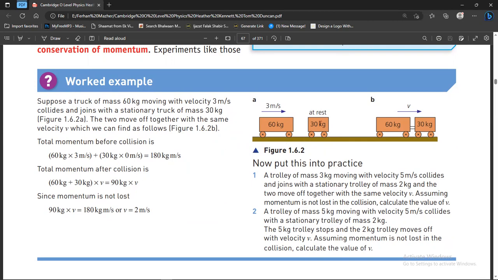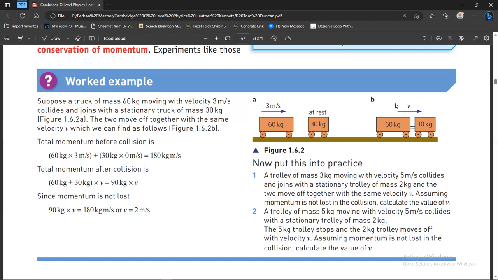So that will be the momentum before the collision. After the collision, they both are joined together and they are moving with the velocity v. So the total mass after the collision will be 90 kg and the velocity is v. We don't know how much that velocity is. So that will be 90 kg multiplied by v.